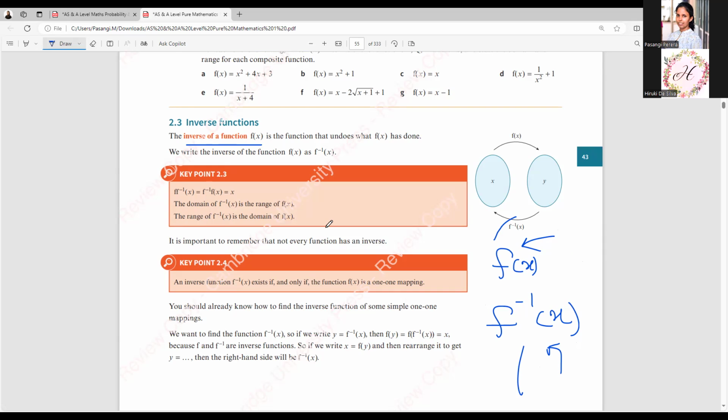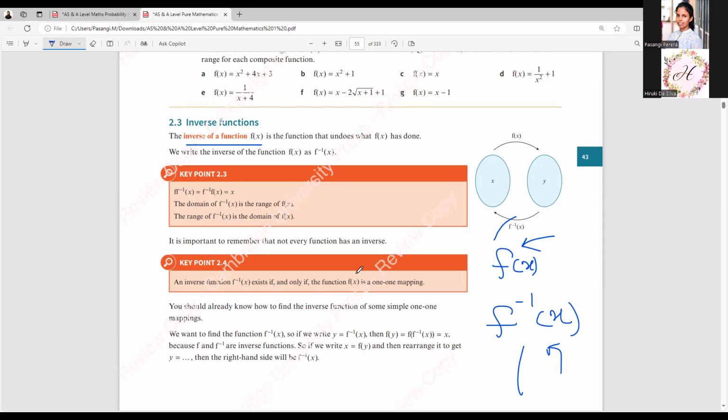There are a few conditions which we need to satisfy to have an inverse function for a function. So an inverse function f inverse x exists, what are the conditions they need to satisfy? If and only if the function fx is a one-to-one mapping. If not, there's no inverse function for those. It should be a one-to-one mapping.